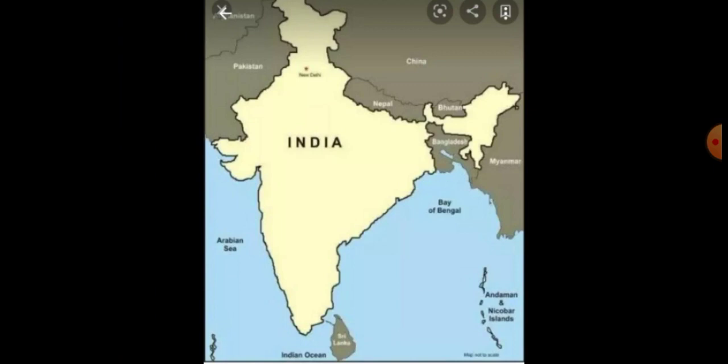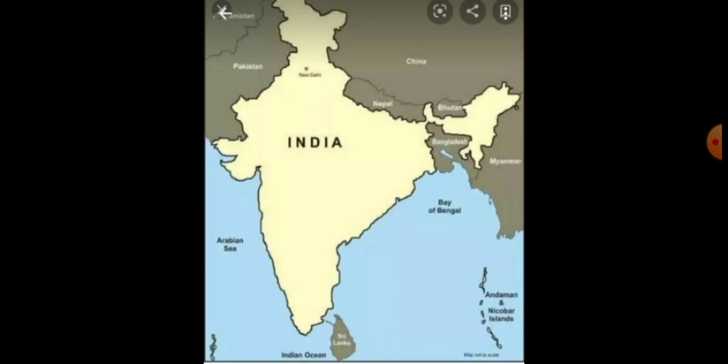Okay, then India and Sri Lanka are separated by the Palk Strait. India and Sri Lanka have the Palk Strait in the middle. This Palk Strait separates India and Sri Lanka. Okay, can you understand, students?